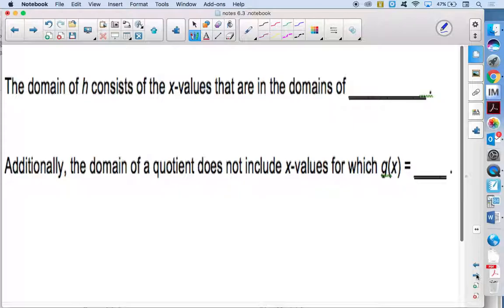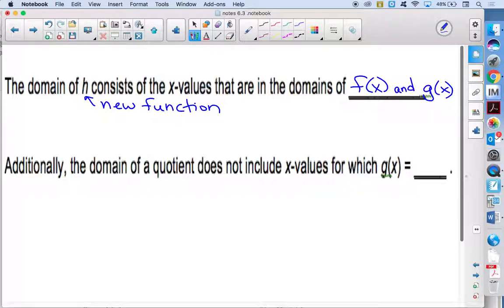But this says the domain of h. Remember, h is your new function. The domain of the new function consists of x values that are in the domains of the original functions f of x and g of x. So when we're looking at the domain of the new function, we have to use the old functions to find the domain. The domain is based off of f of x and g of x and where they overlap. In order to get a domain of a new function, we're going to use the old functions because that's what created the new function to begin with.